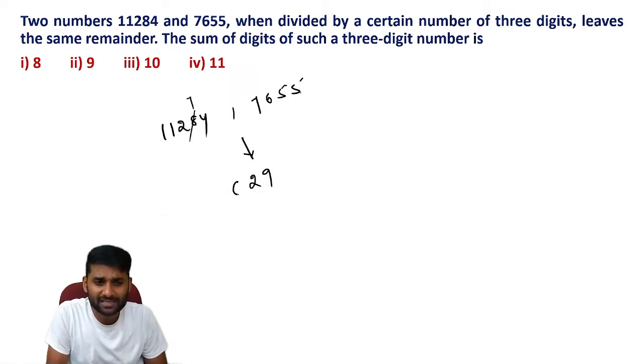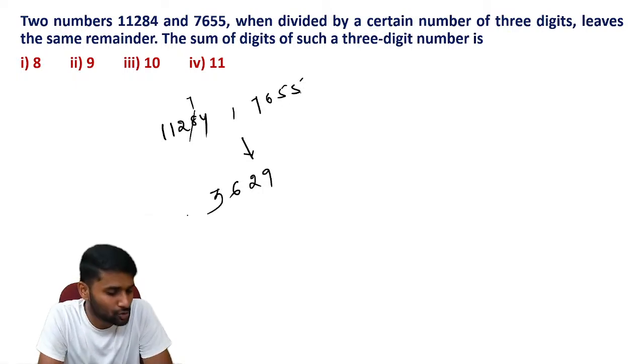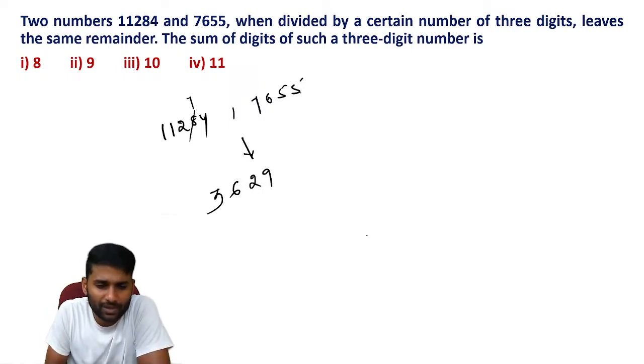Here 12 minus 6 is equal to 6 and 10 minus 7 is equal to 3. So here the difference is 3629. Now you have to verify 3629 is divisible by which number. You can use all the properties. For example, it is not divisible by 2 for sure.